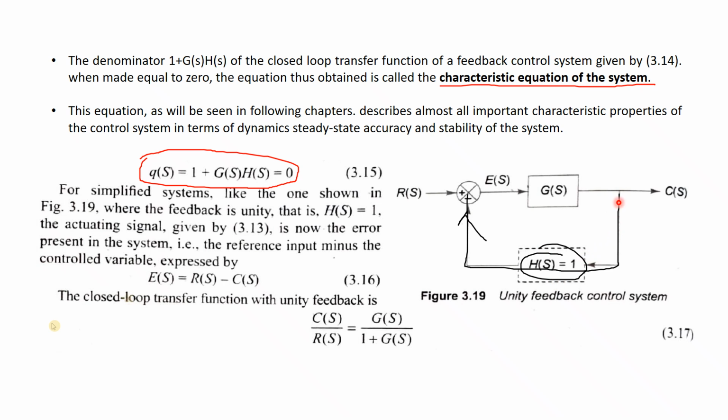Unity feedback doesn't mean that feedback is 1. No, the feedback transfer function is 1, but feedback will be equal to the output signal. That means whatever signal you are taking from the output will be multiplied with 1 and then connected to the summation. So that is unity feedback. As for the equation of the closed loop transfer function C(s)/R(s), which was G(s)/(1 + G(s)H(s)), if H(s) is 1, it will be only G(s)/(1 + G(s)).